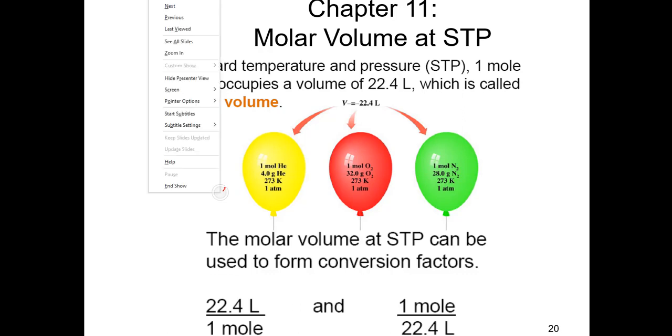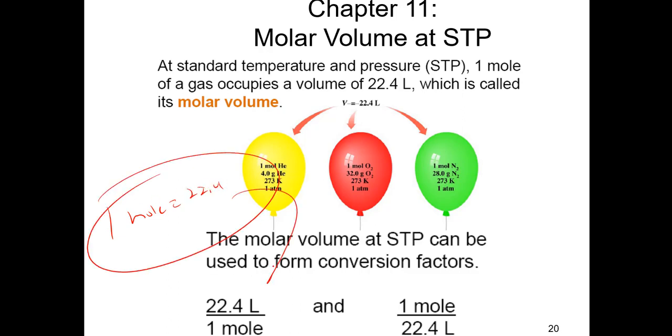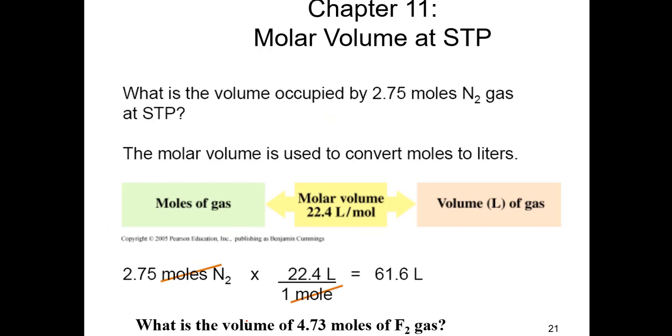So here we see different balloons. Notice it does have to be at 1 atm, 273 Kelvin. But again, if I were to have 1 mole of helium, it's 22.4 liters. 1 mole of oxygen, 22.4. 1 mole of nitrogen is 22.4 liters. So we have a nice equality: 1 mole is equal to 22.4 liters. And now we have conversion factors. And what do we love to do with conversion factors? Well, anything with moles, we like to do conversions.